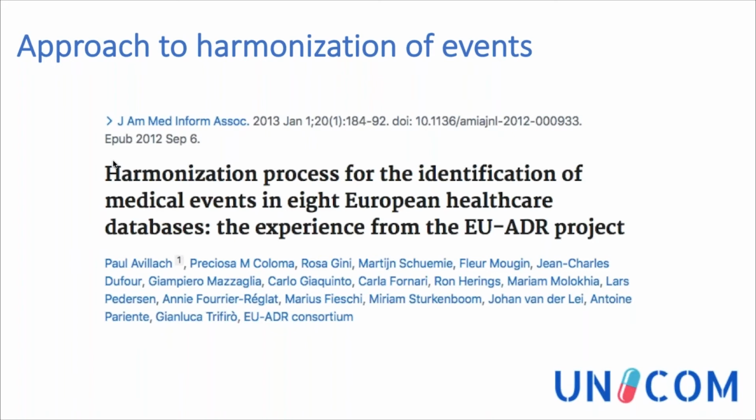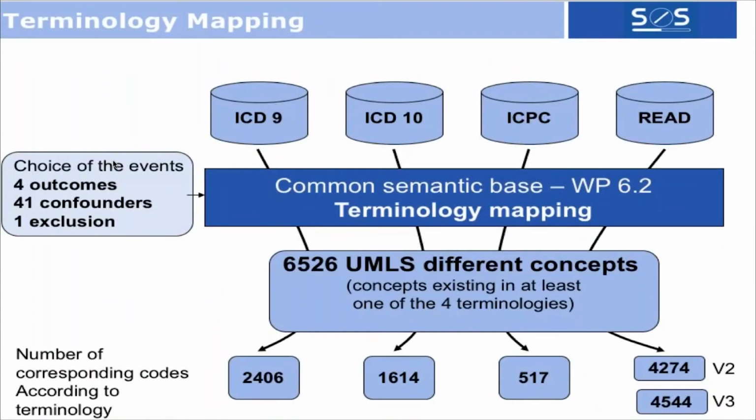It is based on the use of the Unified Medical Language System, which is a meta-thesaurus that allows linkage to the different terminologies. Within this paper, there is a stepwise process of 6 steps that would bring you from the case definition to the final list of codes that you would need to identify events in a data source. Here you see an example of the complexity of what it can be, from the SOS project that I used as an example. In the SOS project, we had 4 outcomes: upper GI bleeding, acute myocardial infarction, stroke, and heart failure.